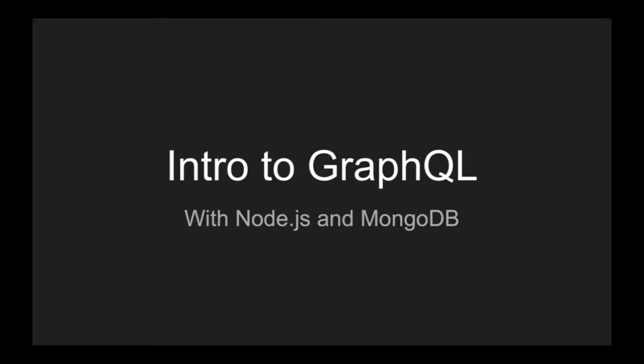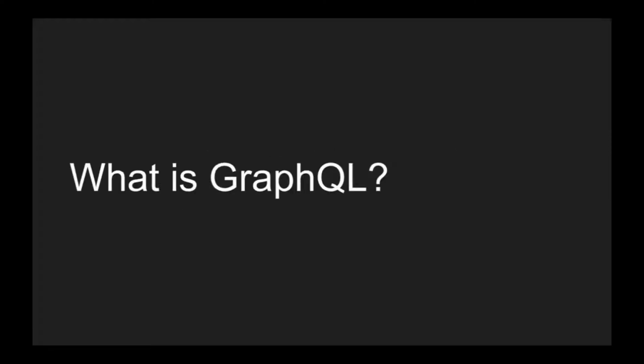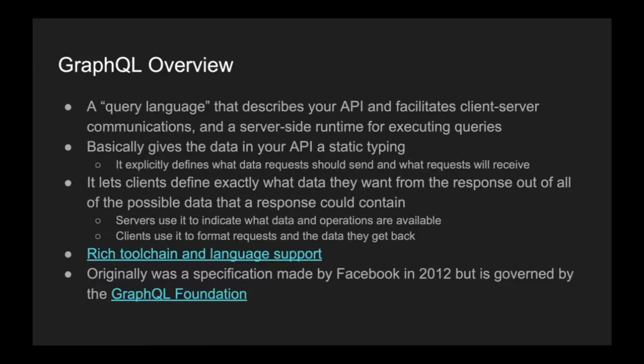So my name's Tony. For this workshop, this will be an introduction to GraphQL with Node.js and MongoDB. First I want to start off with what is GraphQL. At a high level, GraphQL stands for Graph Query Language. It's a quote unquote query language that describes your API and helps facilitate communications between a client and a server, and it's also a server side runtime for executing queries.